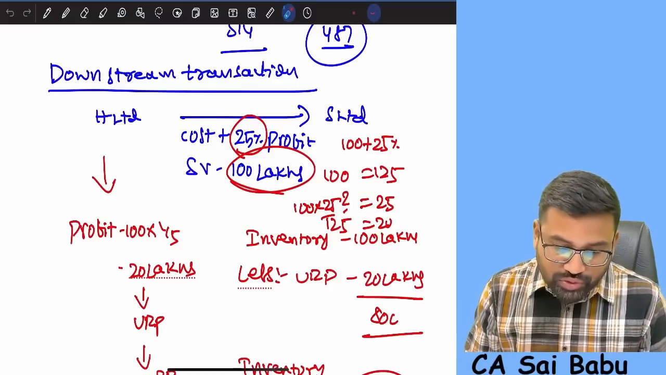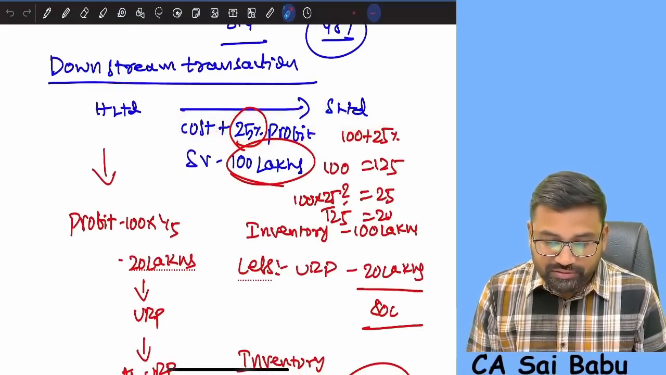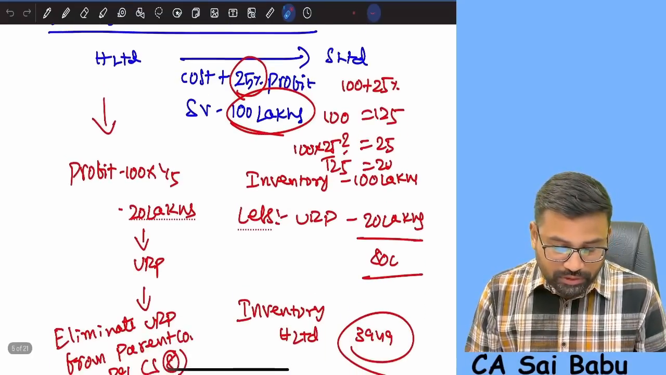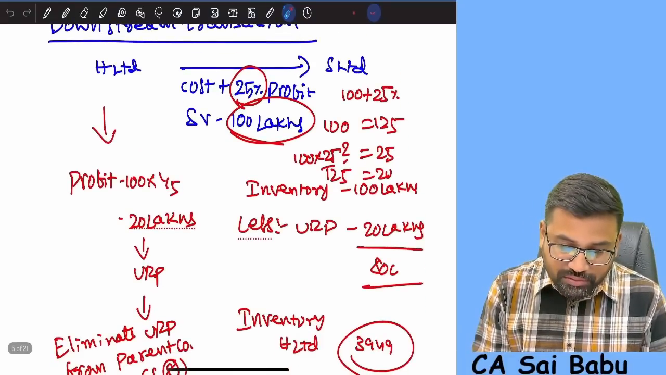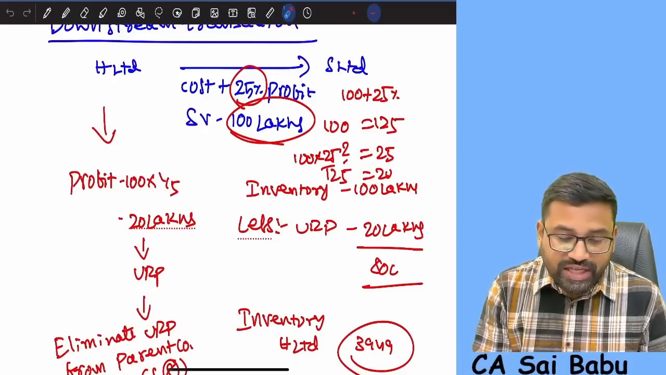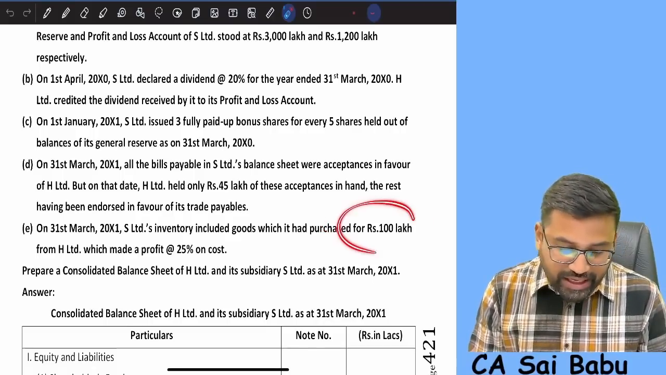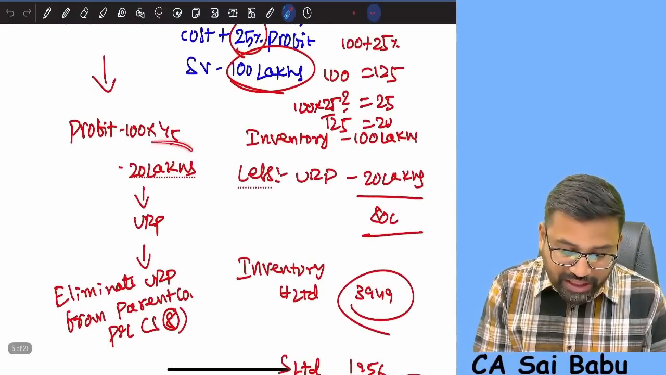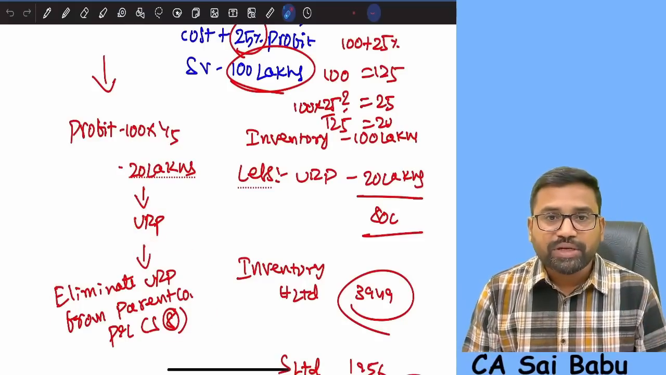So parent company sold goods to subsidiary, sir. See this, H Limited sold goods to S Limited at cost plus 25% profit. So the sale value is 100 lakhs, sir. So what is the profit which is recognized by H Limited, sir? 25% profit on cost, sir. So 1/4 on cost, 1/5 on sale price. So 100 lakhs is included in subsidiary company. In this 100 lakhs, what is the unrealized profit? 20 lakhs unrealized profit. This unrealized profit we need to eliminate from parent company completely.